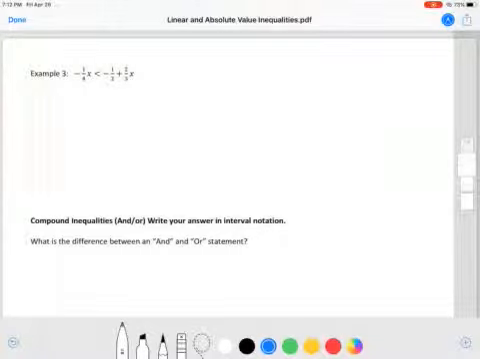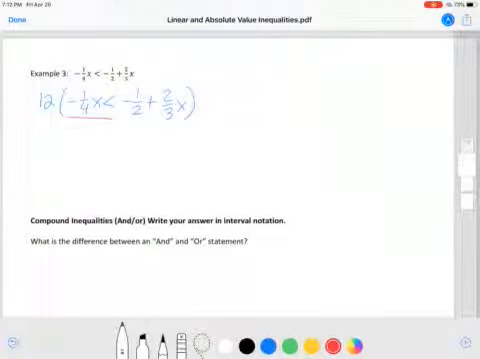And in our denominators, we have 4, 2, and 3. So 12 will work for that. So I'm going to multiply everything by 12 to clear the fractions. Okay, when I multiply the negative 1/4 x times the 12, the 4 goes into the 12 and I'm left with a 3 on top. So I have a negative 3x.